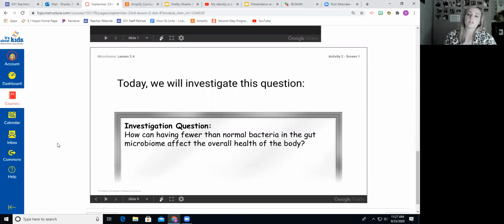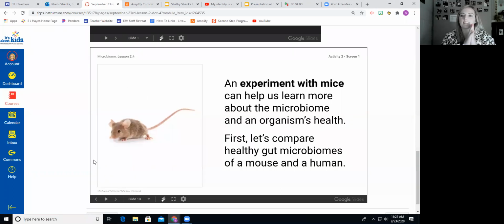Now, we're going to investigate this question today. How can having fewer than normal bacteria in the gut microbiome affect the overall health of the body? Okay, we're going to look at some mice. An experiment with mice can help us learn more about the microbiome and an organism's health. First, we're going to compare a healthy gut microbiome of a mouse and a human.